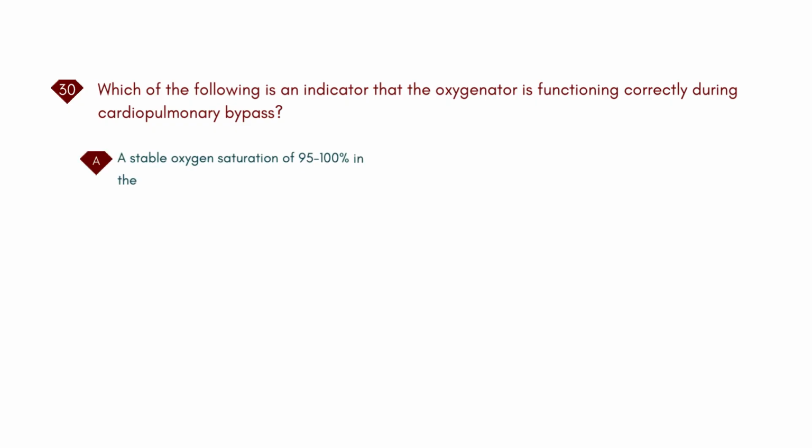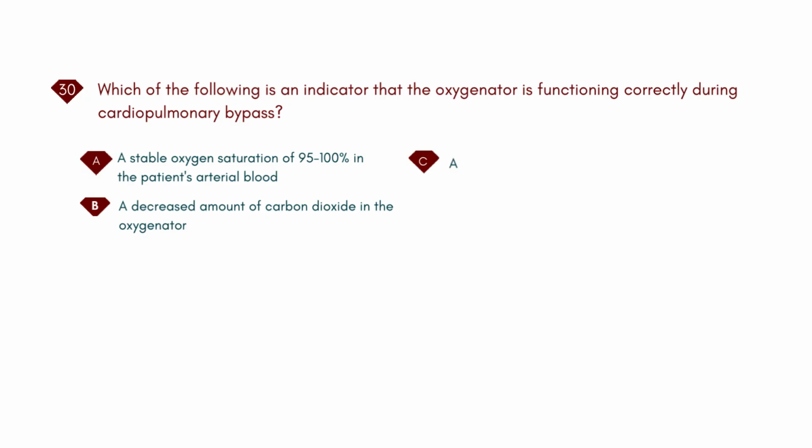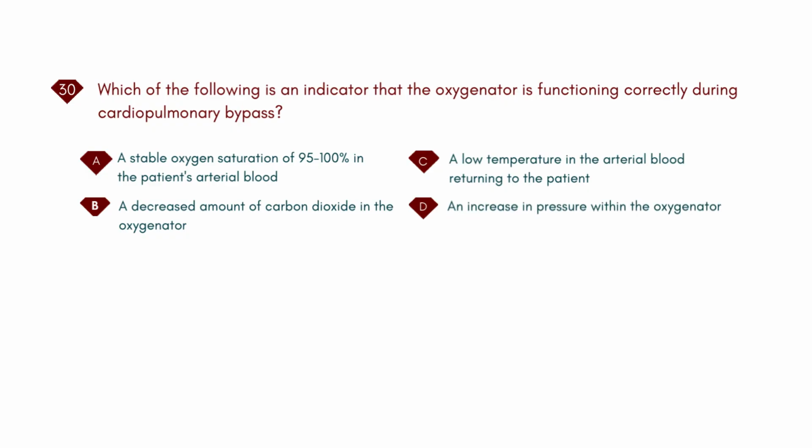A. A stable oxygen saturation of 95 to 100% in the patient's arterial blood. B. A decreased amount of carbon dioxide in the oxygenator. C. A low temperature in the arterial blood returning to the patient. D. An increase in pressure within the oxygenator. Answer: A. A stable oxygen saturation of 95 to 100% in the patient's arterial blood.